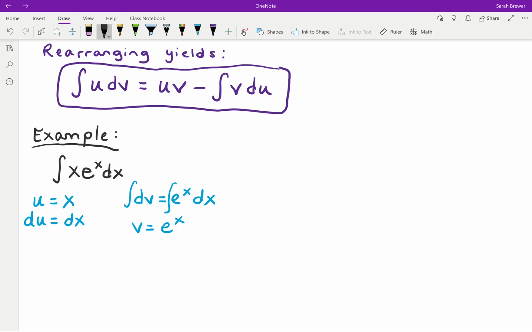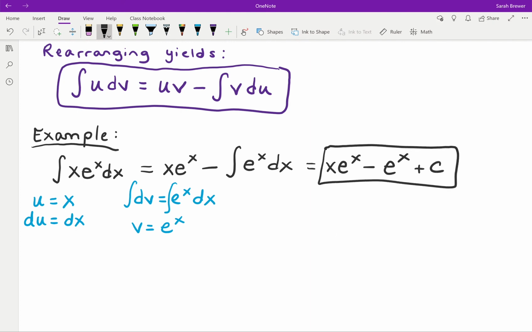Okay, so now using my integration by parts formula, we saw that the integral of u times dv is equal to u times v, so our u is x, our v is e to the x, minus the integral of v times du, so e to the x times dx. And that's a super simple integral to compute. So we have x e to the x minus e to the x. And this is where I'm going to add my plus c. And so that's our final answer. And we'll look at some more complicated examples in the next video.